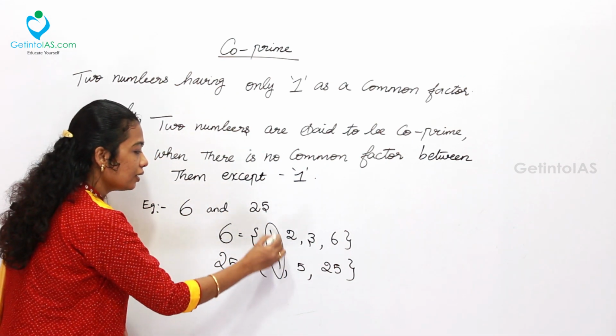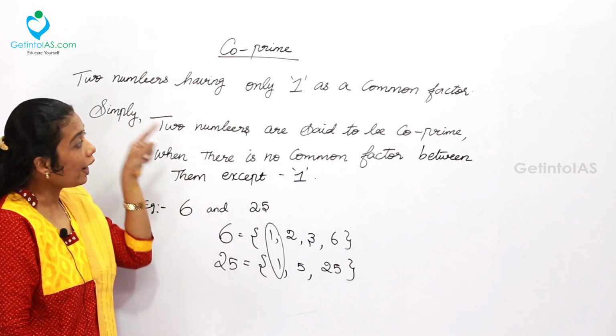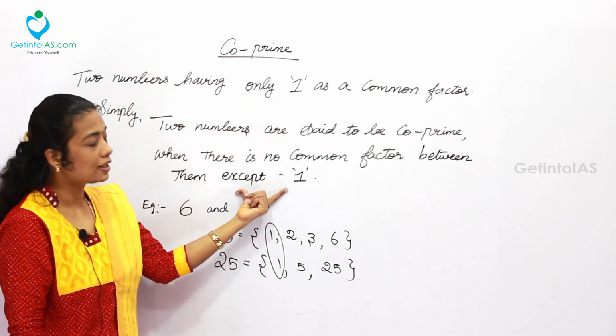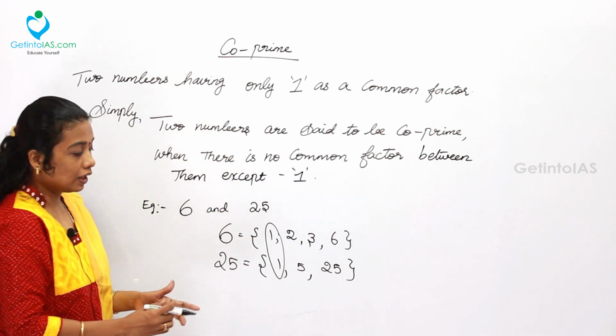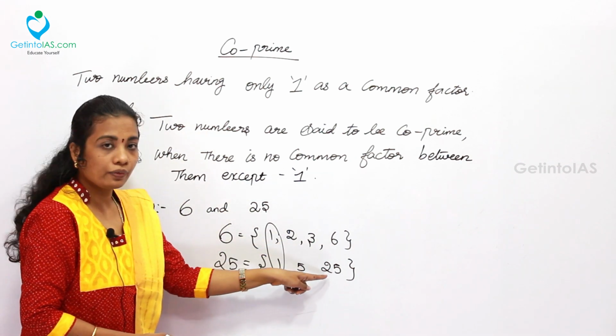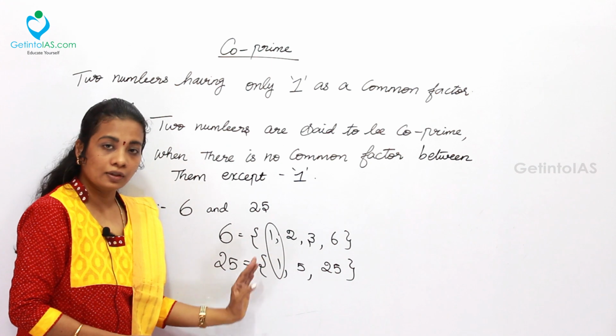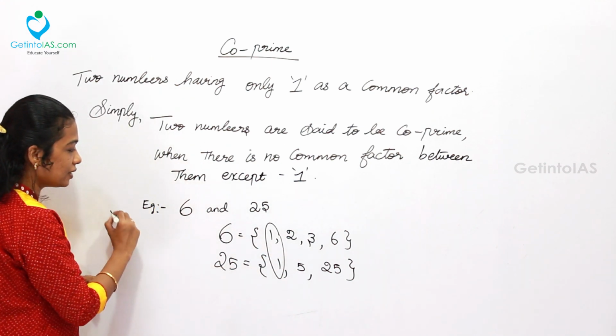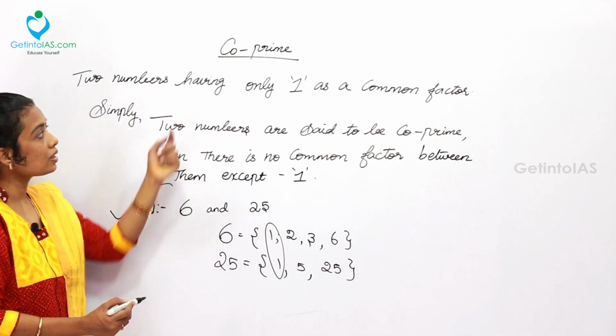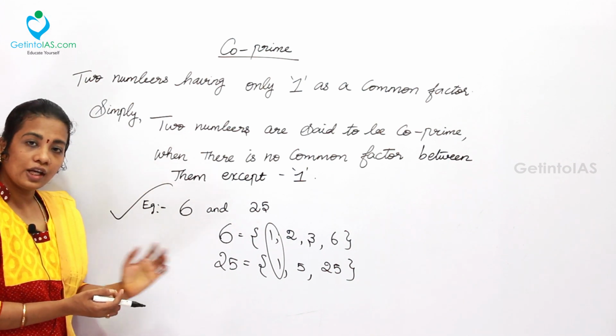I have marked here, 1 is a common factor. So except 1, it is to be left. Here 2, 3, 6, 5, 25 have no common factors other than 1. So we can simply say these two numbers are co-prime to each other.